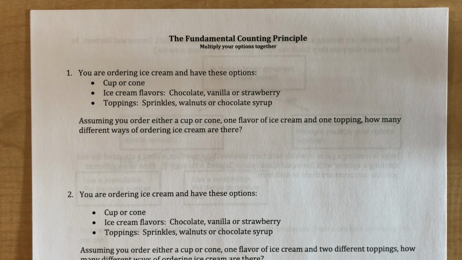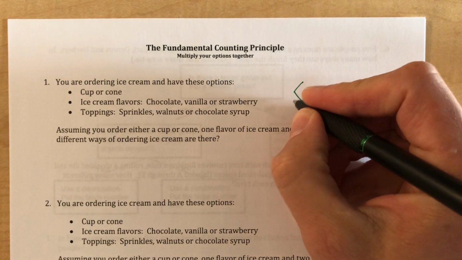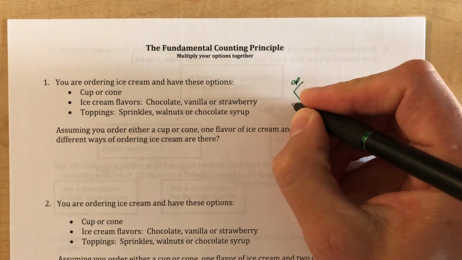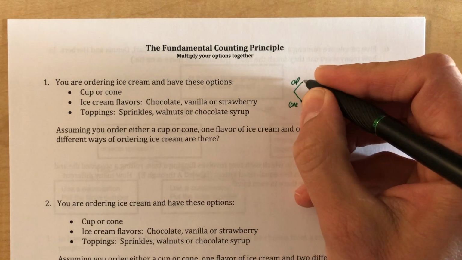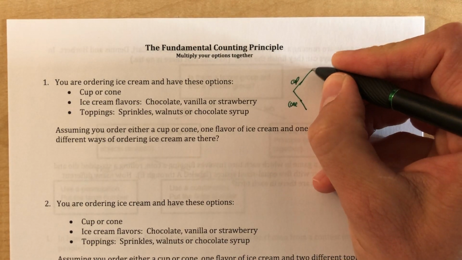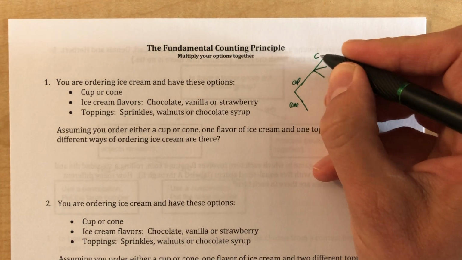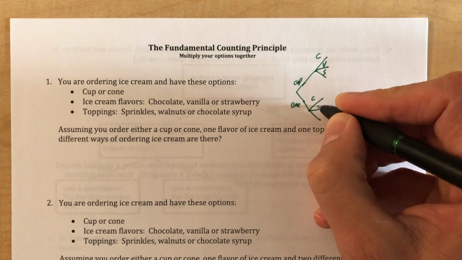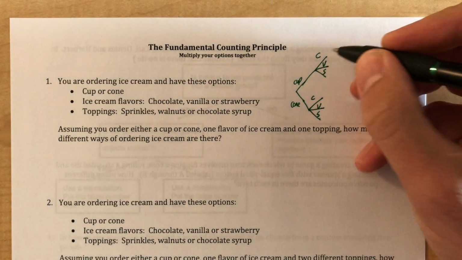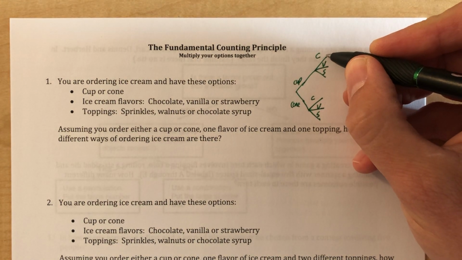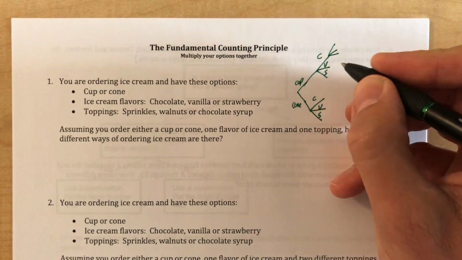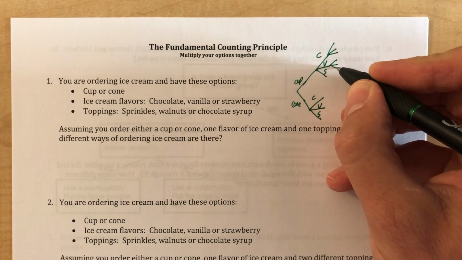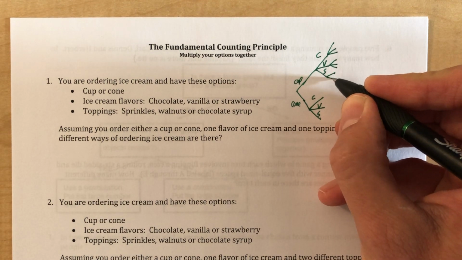So here's one way to represent it, and you don't have to do it this way, and this is the long way. We'll only do it this one time. We could have a cup or we could have a cone. And then once we do that, we can split it into chocolate, vanilla, and strawberry, for each of them. And then if I get chocolate, I could have sprinkles, walnuts, or chocolate syrup. If I have vanilla, I could have sprinkles, walnuts, or chocolate syrup. If I have strawberry, I could have sprinkles, walnuts, or chocolate syrup.